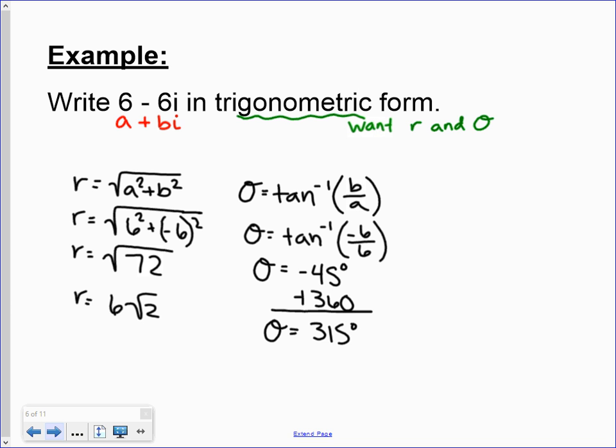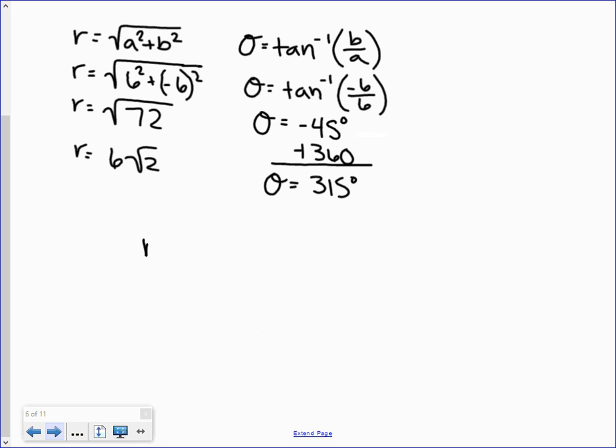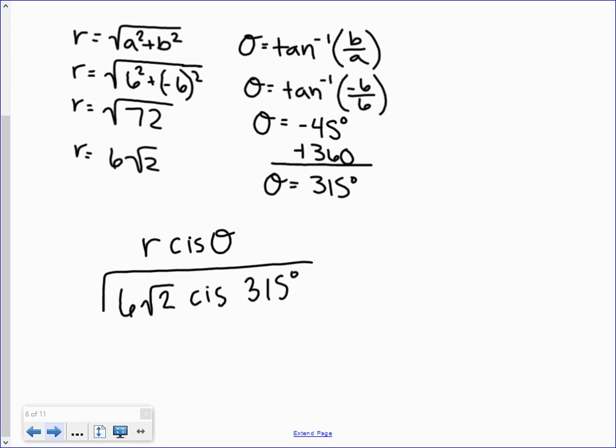So now that you have r and theta, you just put it into the trigonometric form. I like to use my shortcut version. So I'm going to plug those in to r kiss theta. So I'm going to say 6 square root 2 kiss 315. That is an acceptable answer.